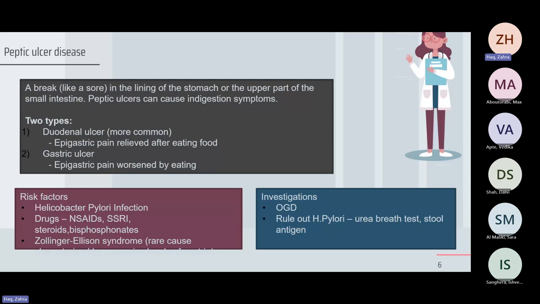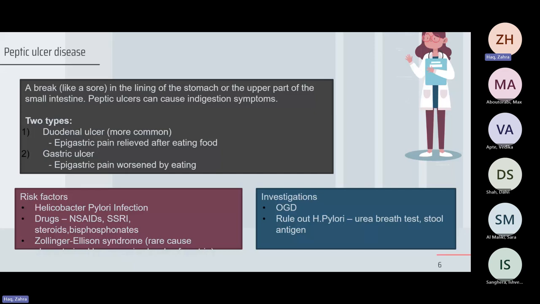Now, the risk factors for developing a peptic ulcer are H. pylori or Helicobacter pylori infections, drugs such as NSAIDs and SSRIs, steroids and bisphosphonates, and a very rare syndrome called Zollinger-Ellison syndrome. This is basically the excess production of gastrin, and this causes excess acid to accumulate in the stomach. And obviously, this is going to irritate the lining.